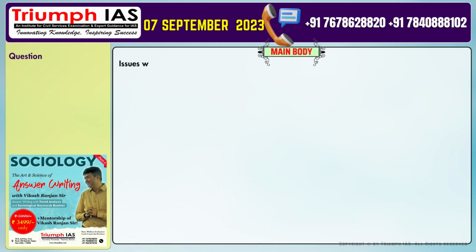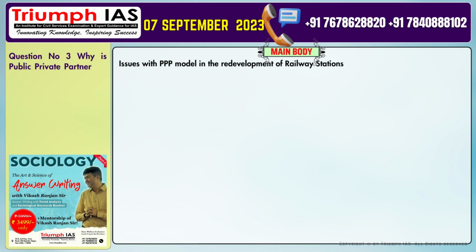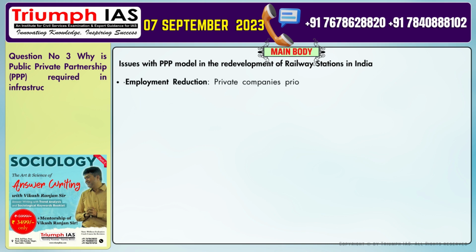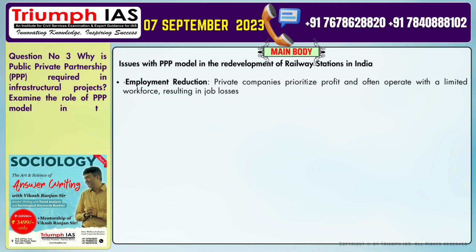Issues with the PPP model in the redevelopment of railway stations in India. Number 1. Employment reduction. Private companies prioritize profit and often operate with a limited workforce, resulting in job losses. Number 2. Increased user fees.